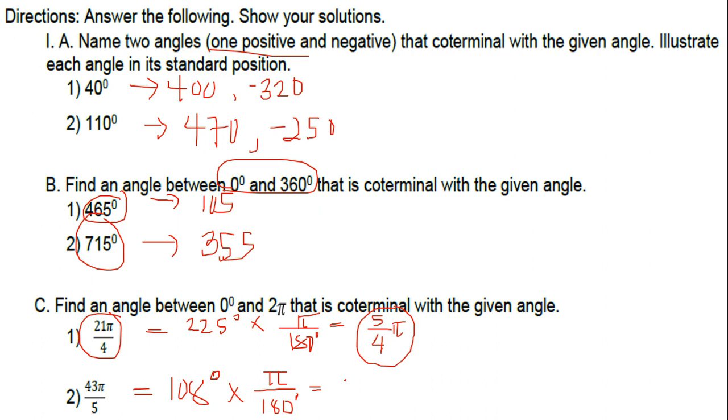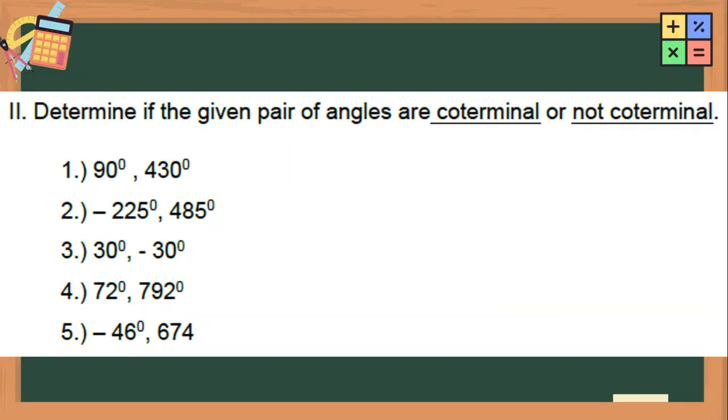So, answer po, is it 3/4 or 3/5? Sagot? 3/5 po. 3 all over pi. Grado kayo ha. Hindi ko na i-check. 3 all over 5 pi. Okay, next. So, sabihin niyo sa akin kung coterminal or not coterminal.